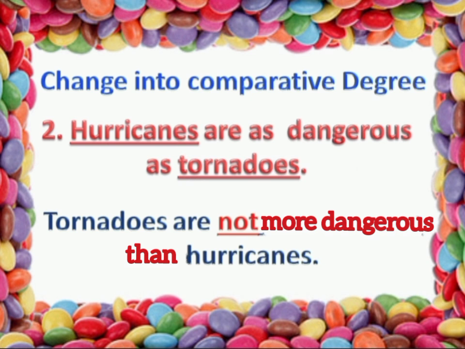Second one is, hurricanes are as dangerous as tornadoes. It is CP model. The comparison of nouns is between hurricanes and tornadoes. Therefore, tornadoes are not more dangerous than hurricanes. In negative comparisons, not plus adjective plus than is used.